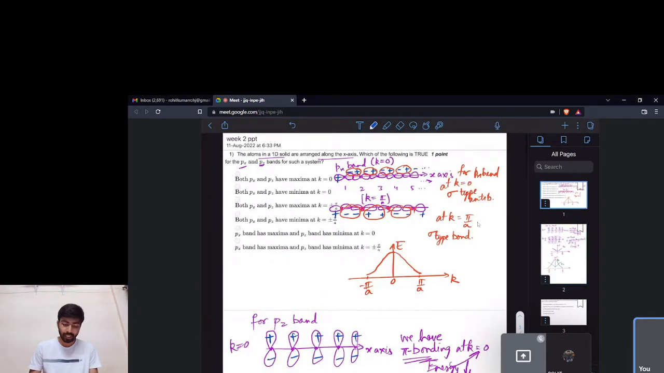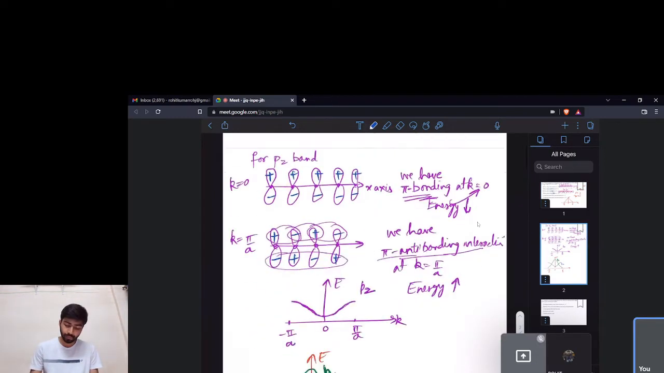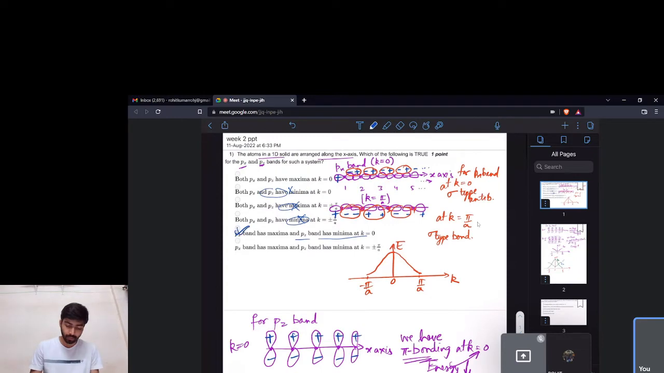Both px and pz have minima at k is equal to 0. This statement is also not correct. Both px and pz have maxima at pi by a, again not correct. Both px and pz have minima, not correct. Then the fifth is px band has a maxima and pz band has a minima at k is equal to 0. Px band has a maxima at this point and pz band has a minima. So option number 5 is correct for this question.